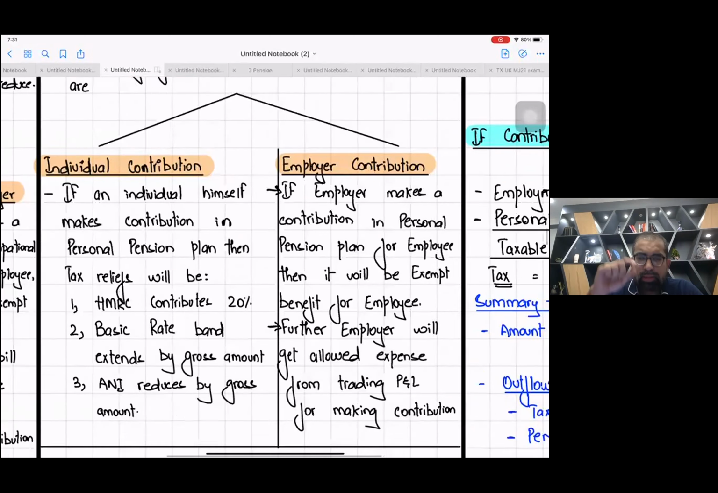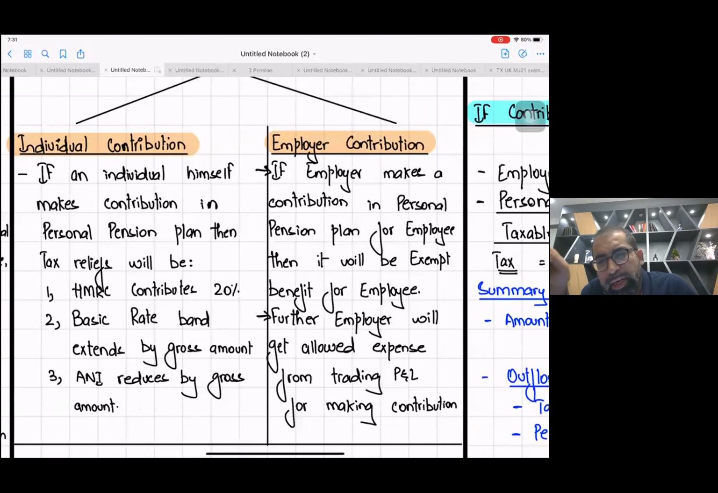The first point is you just have to contribute 80%. The remaining 20% will be contributed by the government, HMRC. Okay, like for example, you want to contribute 1000 in your personal pension, so you just have to contribute 800 net. Remaining 200 will be contributed by the tax department. Okay, so I sometimes say it's a physical help.